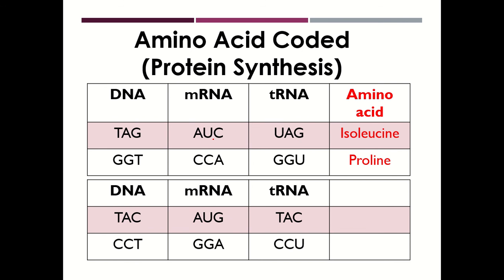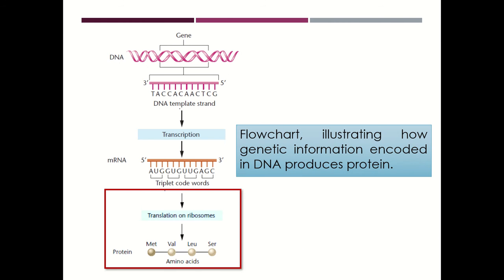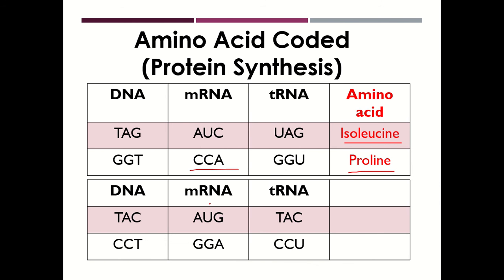So, AUC, we have isoleucine, CCA, proline. Okay, so for this one, let's find AUG and GGA. So let's answer what the amino acid of this is. AUG and GGA. So comment down your answer.